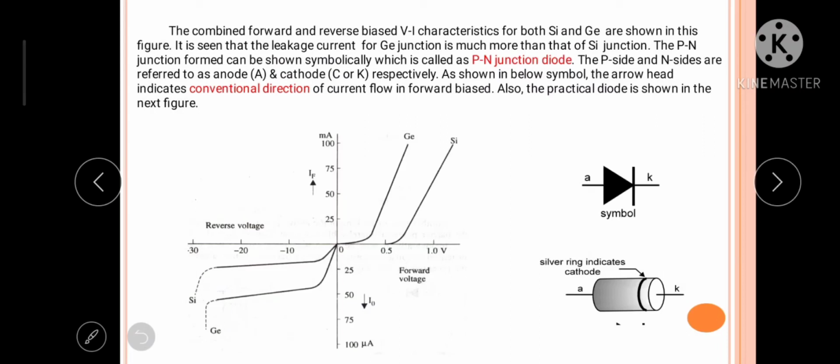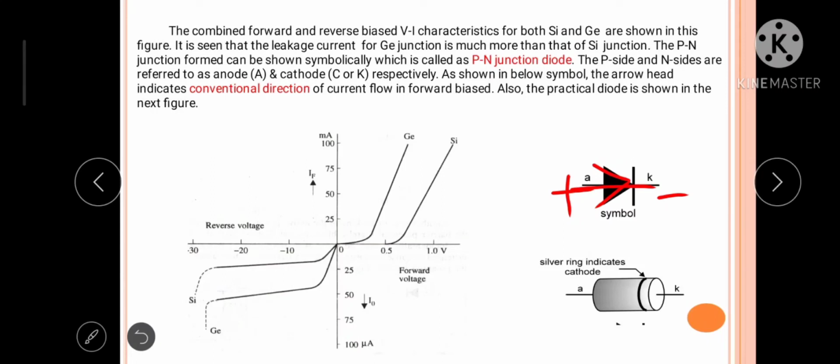I mean to say, this PN junction diode has two terminals, two electrodes. The first terminal is called the anode and normally indicated by a positive sign, and the second terminal is called the cathode and indicated by a negative sign. As shown in this symbol, this particular arrowhead indicates the conventional direction of current flow in forward bias.